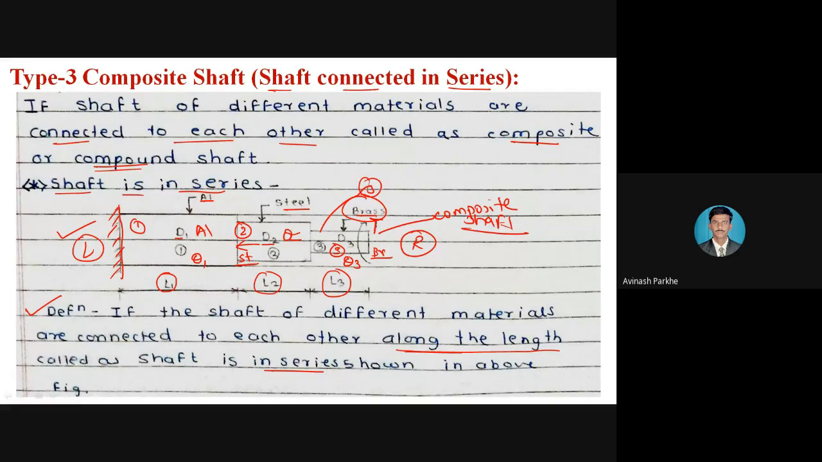So in such conditions, for composite shafts connected in series, if I have to calculate the separate shear stress induced in aluminum, the separate shear stress induced in steel, and the separate shear stress induced in brass, then I have to use two conditions. Now the same figure I have considered. So what is your condition number 1?